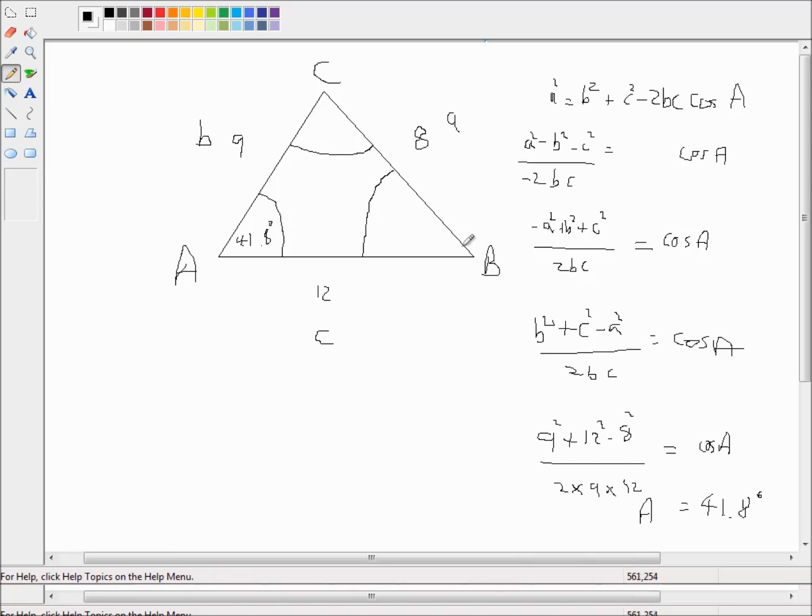And it's the same principle to get angle B or angle C, whichever one we choose to get. Let's go for angle B. So we know from the cosine rule that B squared is equal to A squared plus C squared minus 2AC cos B.